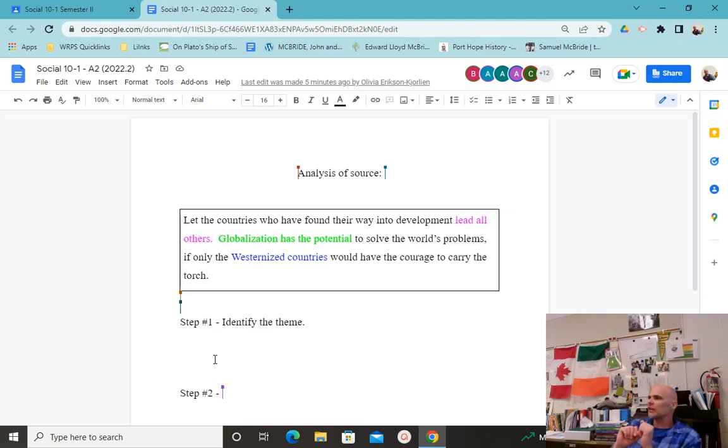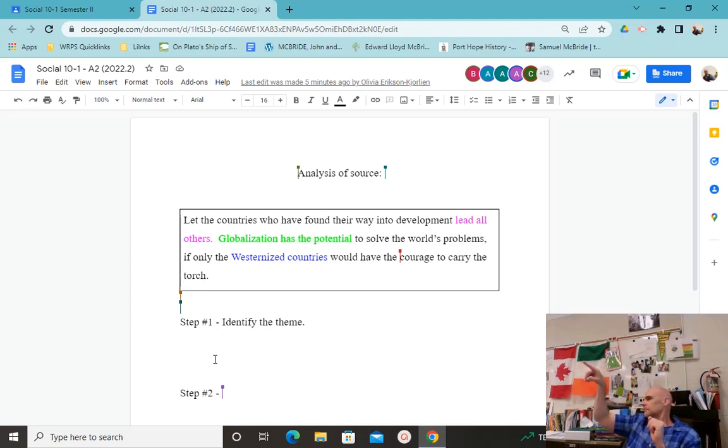But let's read it through again. Let the countries who have found their way into development lead all others. Globalization has the potential to solve the world's problems, if only the westernized countries would have the courage to carry the torch. So you're certainly right that this lack of courage from the Western countries is an obstacle, and in and of itself that is a problem. But ultimately, underneath the idea that the source is celebrating globalization, it's celebrating it to do what?